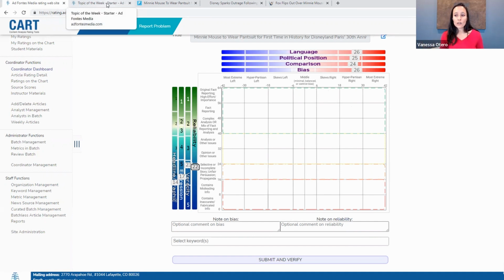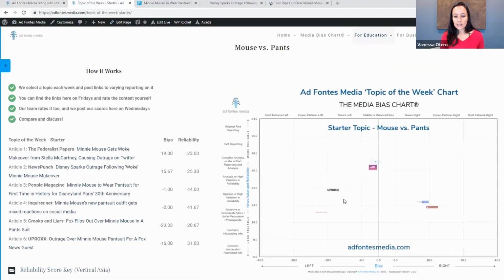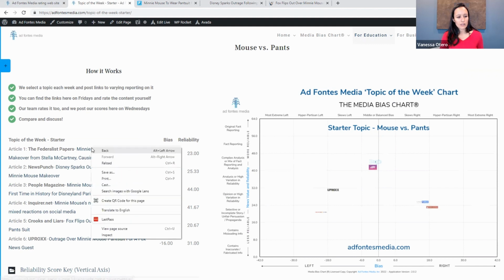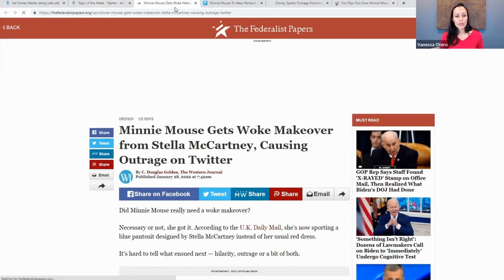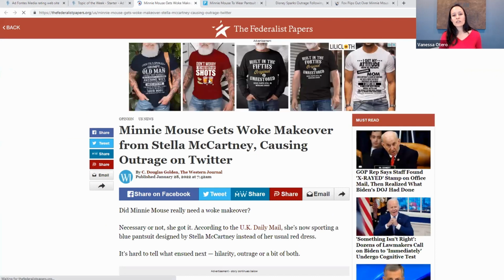There was a very similar article in our topic of the week, as you can see here, right? So we've got that article in this area, this NewsPunch article. We also have this article in something called the Federalist Papers. Open link in new tab. All right. Very similar. It's called the Federalist Papers, but you can tell just by looking at it.